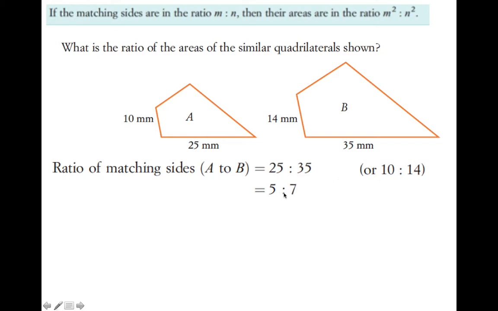I will still get 5 and 7. We know that the scale factors have to be the same if the shapes are similar. So I've got now the length scale factor, and I want to know what the area ratio is, and all I have to do now is square 5 and square 7. So the square of 5 and the square of 7 is 25 to 49 respectively. So my first step is to find out the scale factor for each length, and then I just square each one individually and I get a new area ratio.